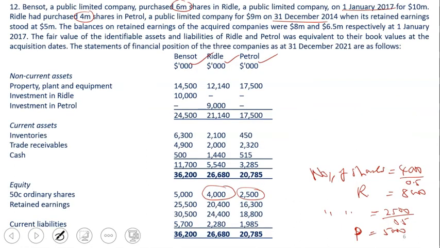Then we have to move forward. The fair value of the identifiable net assets and liabilities of Ridu and Petrol was equivalent to their book values at the acquisition date. The statements of financial position of the three companies as at 31st December 2021 are as follows. So that's the information from the three statements of financial position for these companies.